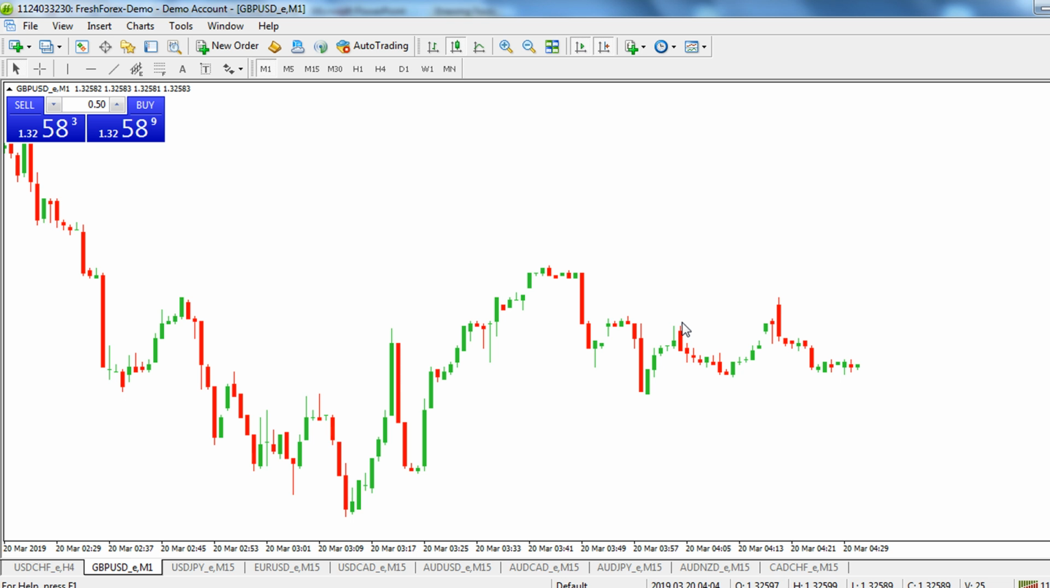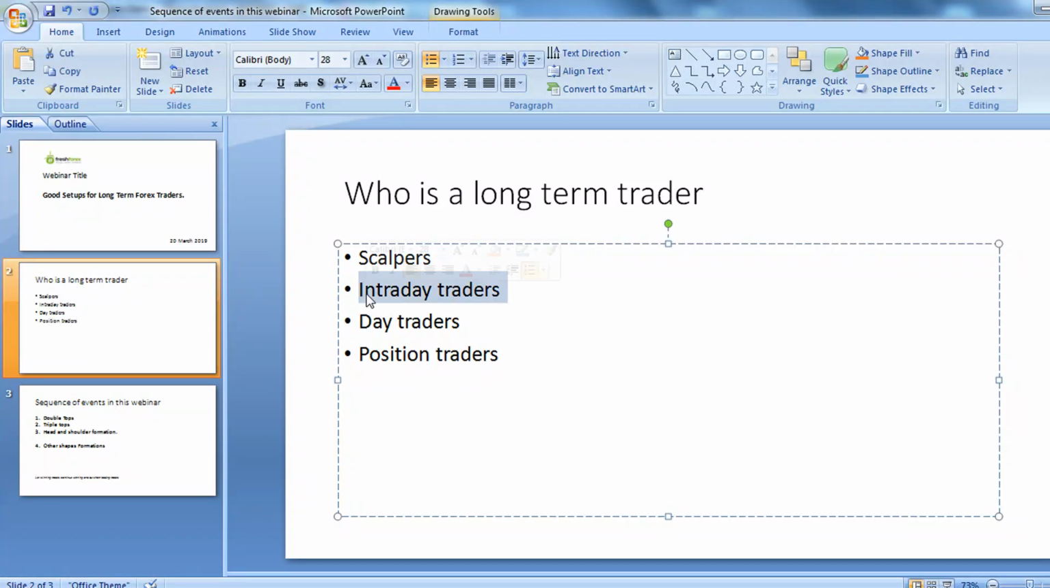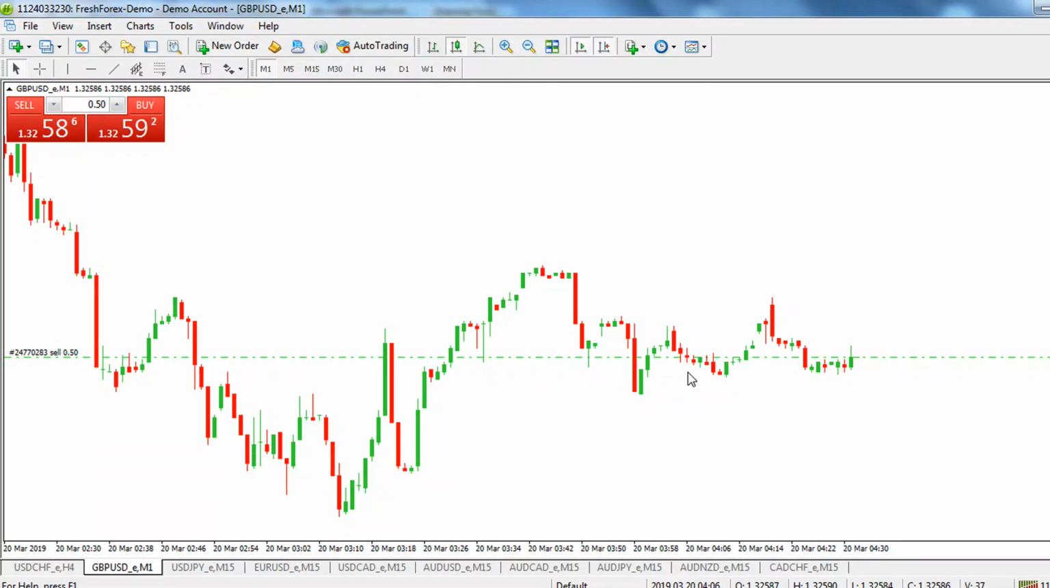If you buy or sell a pair and that trade runs for at least 1 day, or maybe some hours within the day, then that is called intraday trading. Then assuming you have trades that run for 2 days, 3 days, like you buy this pair and expect it to run for the next 3 days, that is what is called day trading.